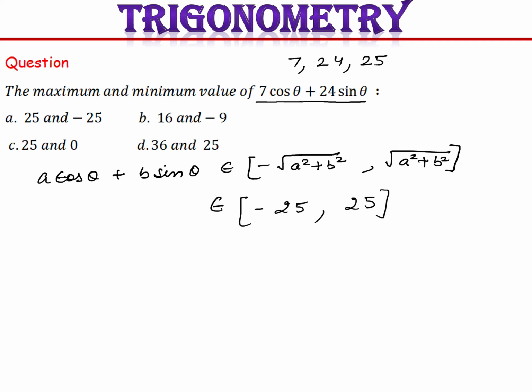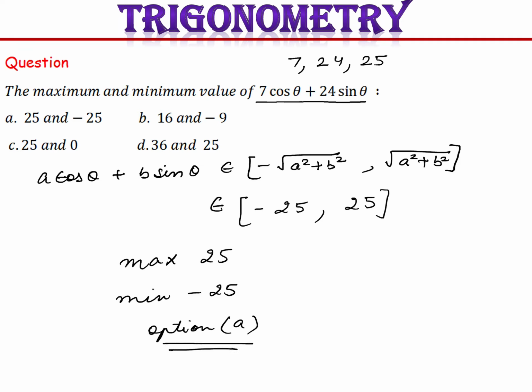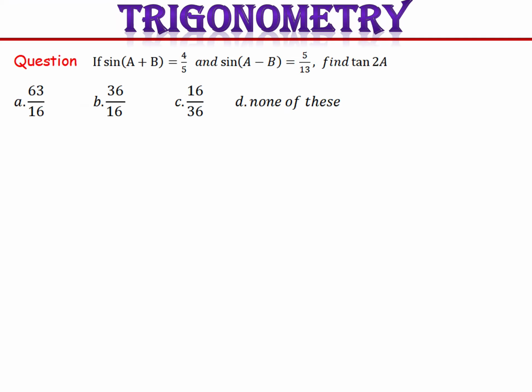So remembering these small things makes your calculations easy and faster for you. So my maximum value is 25 and my minimum value is minus 25. So option A is my answer. So you have to remember this formula that A cos theta plus B sin theta belongs to the closed interval minus under root of A square plus B square, comma, under root of A square plus B square. If you just remember this, it makes your question much easier and simpler. So we move to the next question now.